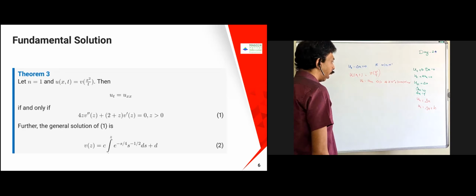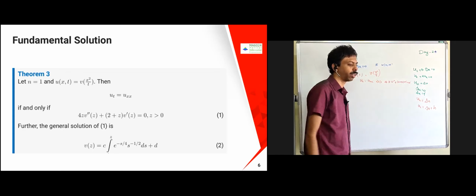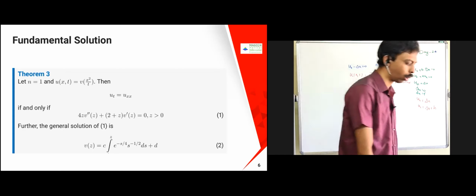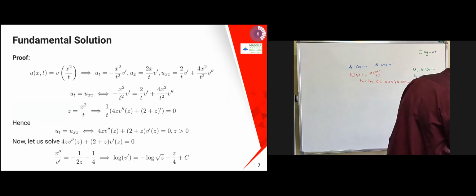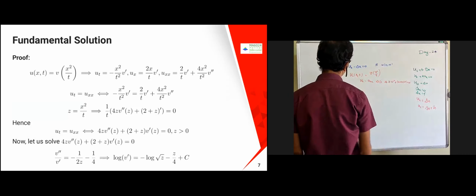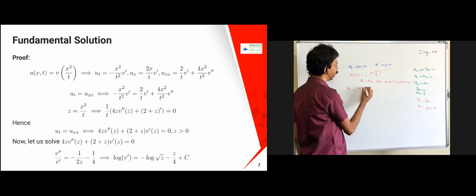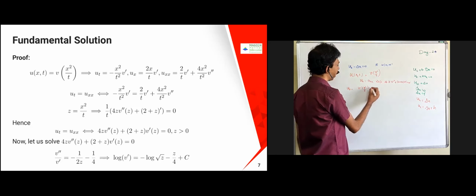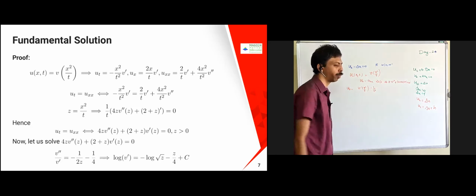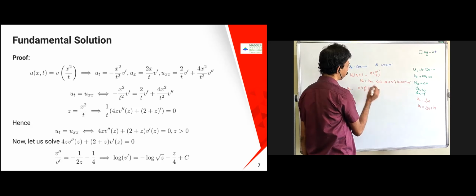If you solve this problem, you are going to get the solution, equation 2. This is once again simple, and we get it easily. So u(x,t) equals v of x squared by t. Now we calculate u_t. It is going to be v dash of x squared by t, dot, differentiating with respect to t, therefore minus 1 by t squared, so minus x squared by t squared.